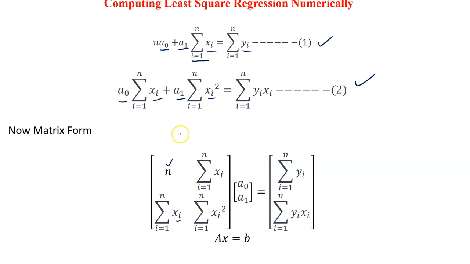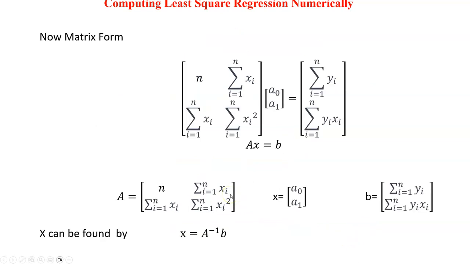So these are the coefficient matrix A. And a0, a1 are the unknowns, that is x, and b is the right hand side, that is summation of i equal to 1 to n yi, and summation of i equal to 1 to n yi xi. So we will have the matrix form Ax is equal to b. If we solve this, x will be A inverse b, and we will get a0 and a1.